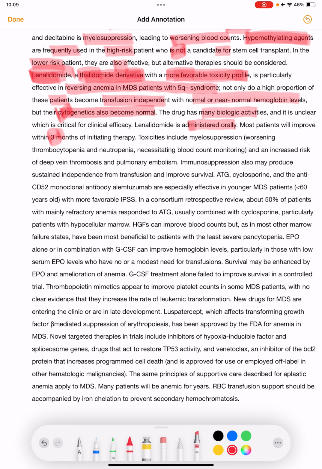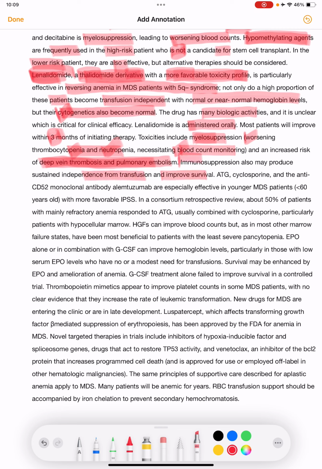So what are the toxicities? Myelosuppression, that is worsening of the thrombocytopenia and neutropenia, necessitating blood count monitoring, and there is also an increased risk of deep vein thrombosis and pulmonary embolism. So what are the toxicities of lenalidomide? Myelosuppression, worsening thrombocytopenia, neutropenia, necessitating blood count monitoring, and there is also increased risk of DVT and pulmonary embolism.